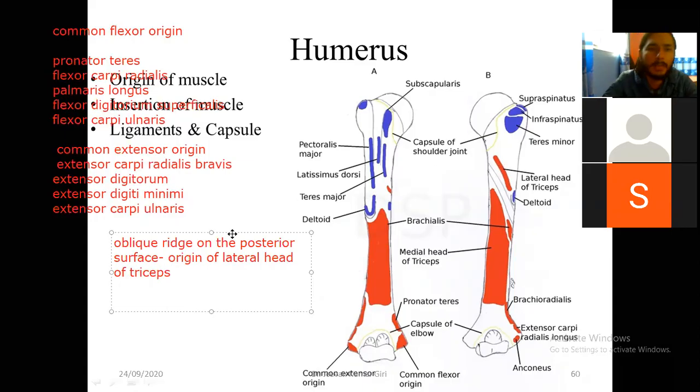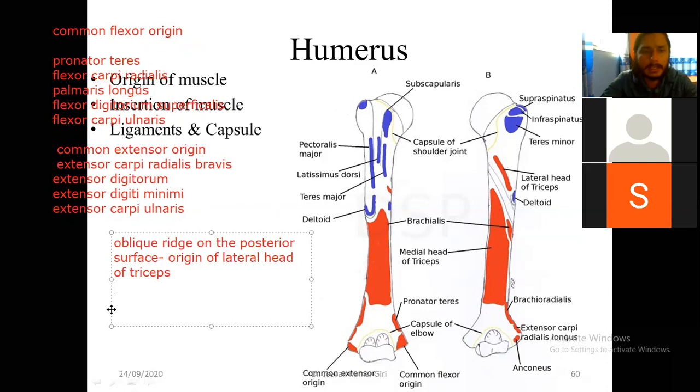This oblique ridge lies just above the spiral groove or the radial groove. You know this thing. Just above this, the oblique ridge is present, and there is the origin of the lateral head of the triceps. Triceps means having three heads: long head, lateral head, and medial head. The long head is from the infraglenoid tubercle of the scapula. The lateral head is from the oblique ridge on the posterior surface of the shaft of the humerus, just above the spiral groove or radial groove.